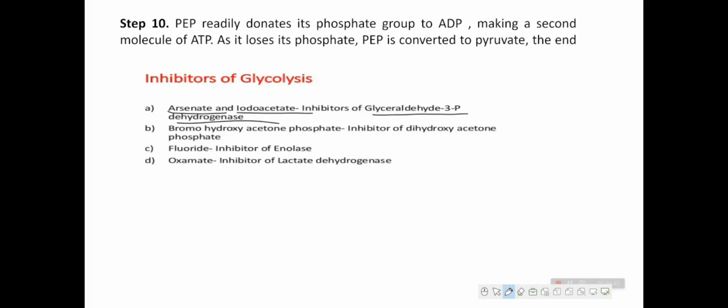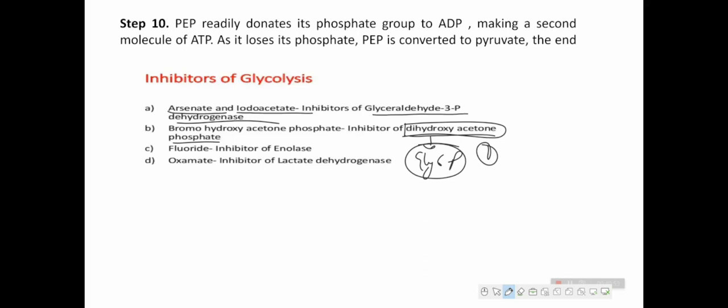Another is bromohydroxyacetone phosphate. They inhibit the dihydroxyacetone phosphate that is formed during the splitting stage, right? When they inhibit the dihydroxyacetone phosphate, one molecule of pyruvate will be formed only. Because during the splitting of fructose 1,6-bisphosphate, two molecules will form. One is glyceraldehyde 3-phosphate and another is dihydroxyacetone phosphate. After that, this dihydroxyacetone phosphate will be converted into glyceraldehyde 3-phosphate. When bromohydroxyacetone inhibits this dihydroxyacetone phosphate, it is not converted into glyceraldehyde 3-phosphate.